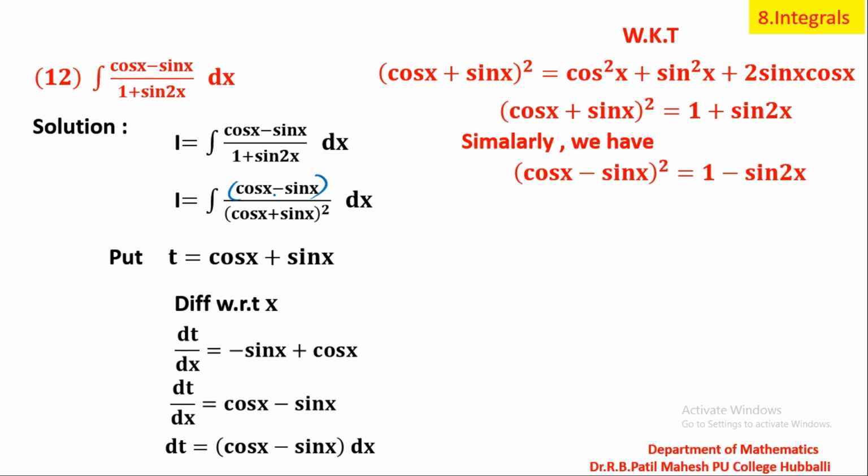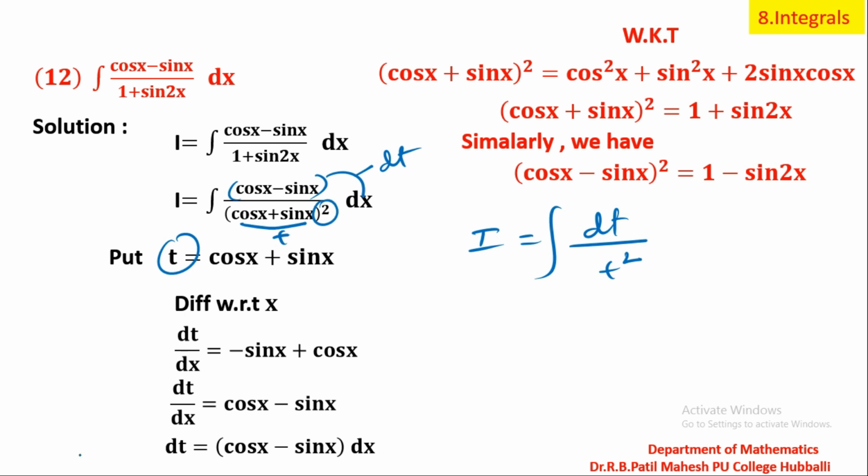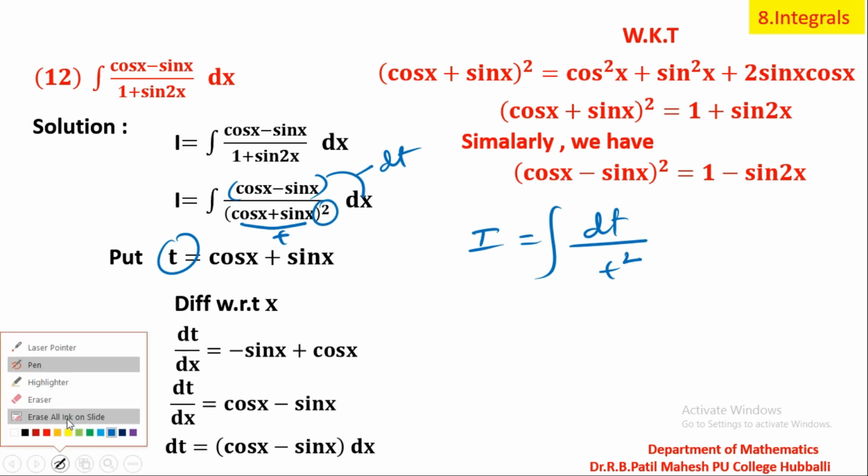Cos x minus sin x into dx is replaced by dt, and the denominator cos x plus sin x is replaced by t. So your I, by the method of substitution, will be the integration of dt divided by t square. Don't forget the power t square. So integration of 1 upon t square dt is very simple.